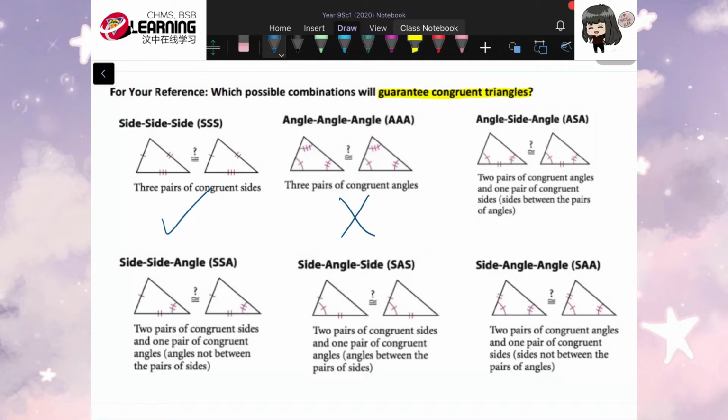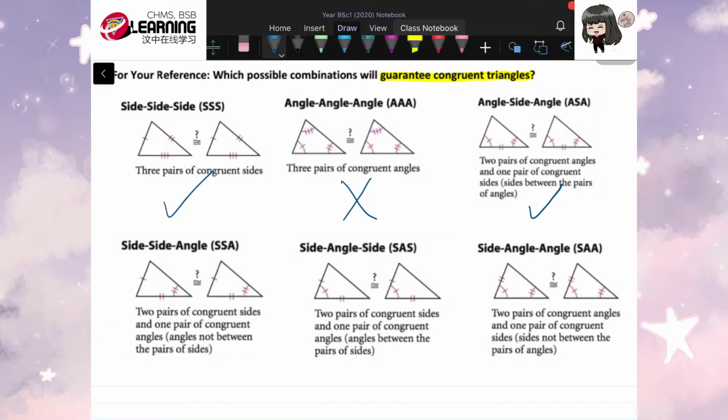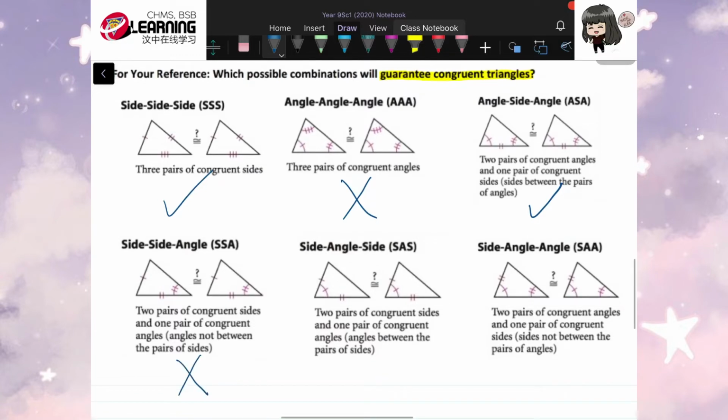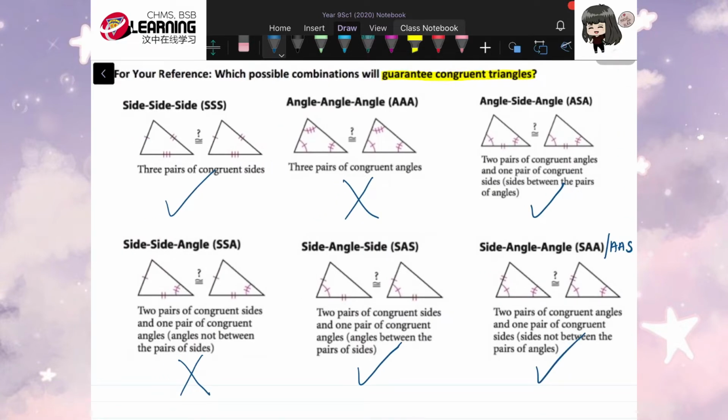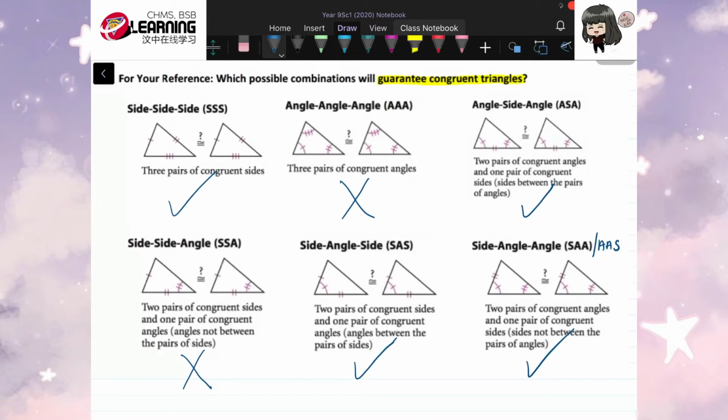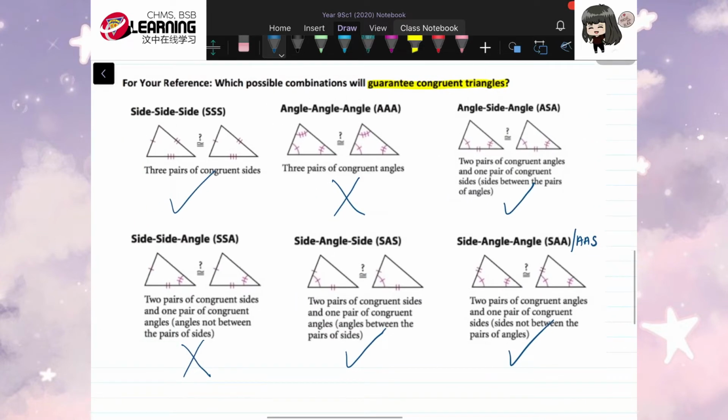ASA, yes, as long as it's given one included side between two angles, it is congruent triangles. And if we have SSA, two pairs of congruent sides and one pair of congruent angles not between the pair of sides, this one not enough information. Then we have side angle side, yes. And then we have SAA or angle side angle, it's the same. Yes, it is. So we can conclude that of these six, only four of the pairs can be confirmed as congruent triangles, but definitely not AAA, definitely not SSA. And we have one more here that I did not mention, which is RHS.